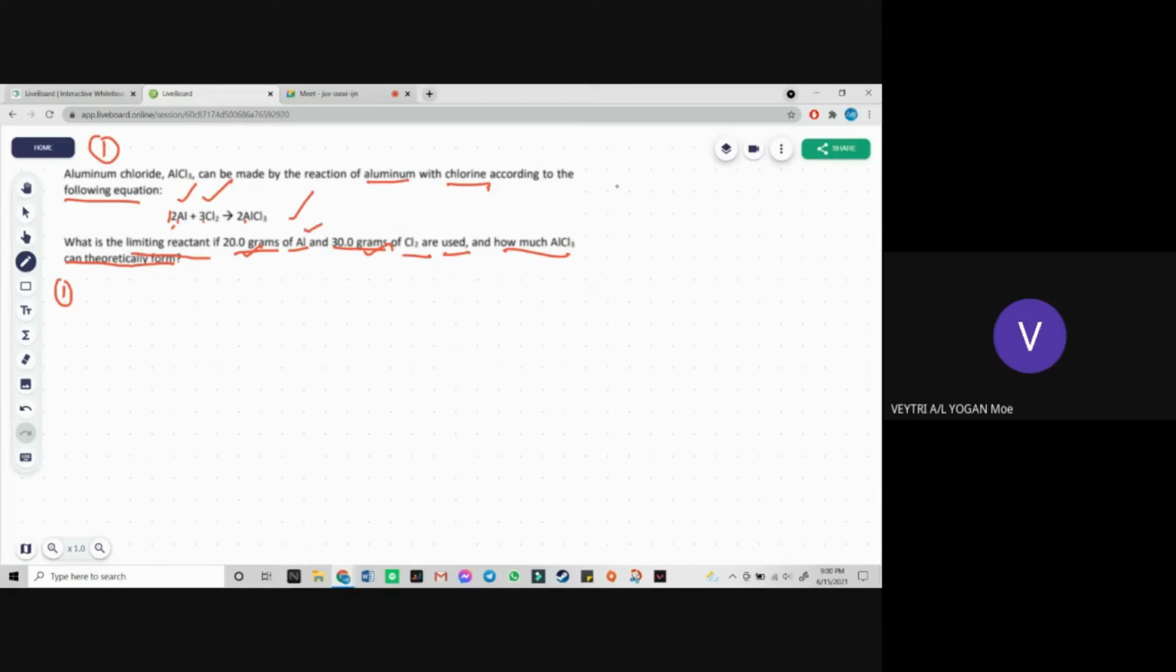Now, let's find the number of moles of aluminium. It's given mass over molar mass. Please write the full formula, because the formula carries marks. So 20 over 27, you'll get 0.74074 moles. The number below is 27, basically 27 grams per mole. Now the number of moles for aluminium is settled.